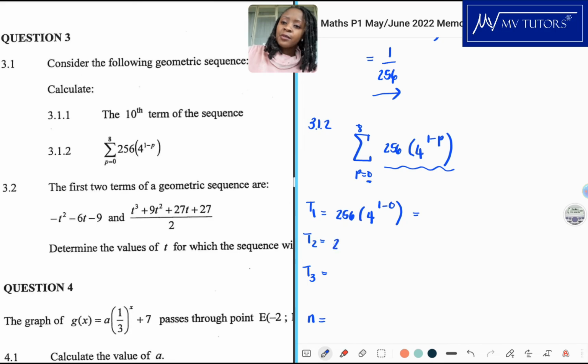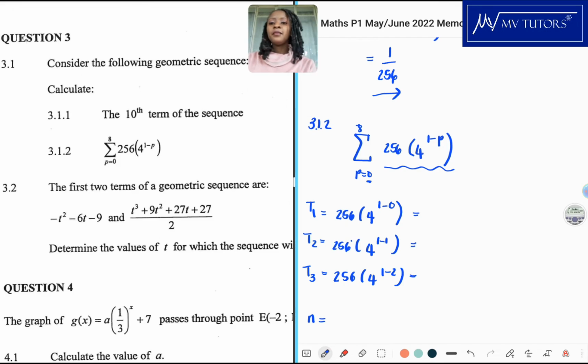Okay, and then for the second term, I will substitute the next one. What comes after 0? 1 comes after 0, so it's going to be 1 minus 1. And then for my third term, 256 times 4, 1 minus 2. Why do I do that? I want to get the value of r. r could still be a quarter, but I'm not sure. I need to make sure.